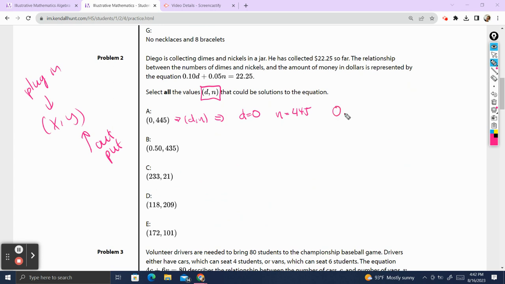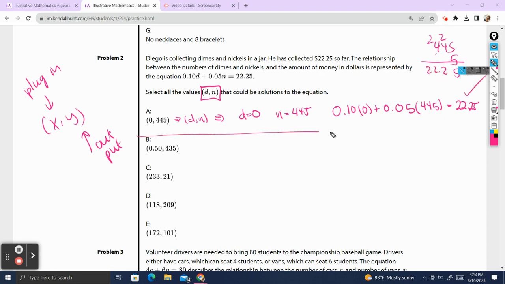So I'm going to rewrite my equation, and instead of d, I'm putting 0 plus 0.05 times 445 is equal to 22.25. I'm going to do a few calculations up here just because that mental math I don't have, and it is correct. Let's go ahead onto the next one.